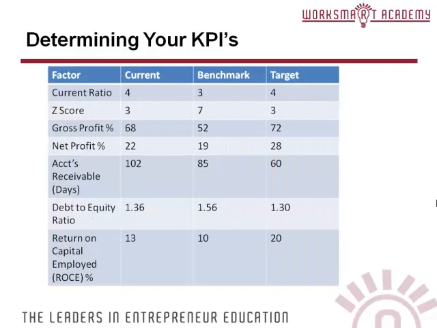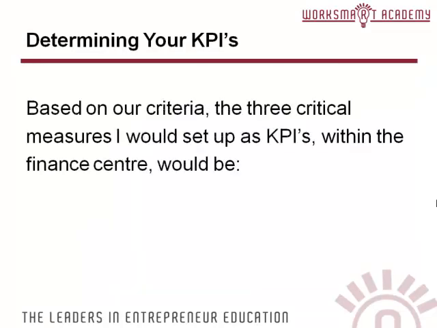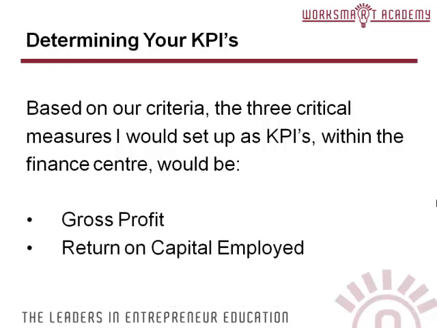So again, let's look at that chart referencing the financial metrics. Looking at the chart, which measures are key? Based on our criteria, the three critical measures I would set up as KPIs, within the Finance Center at least, would be gross profit, return on capital employed, and the Z-score. Let's look closer.